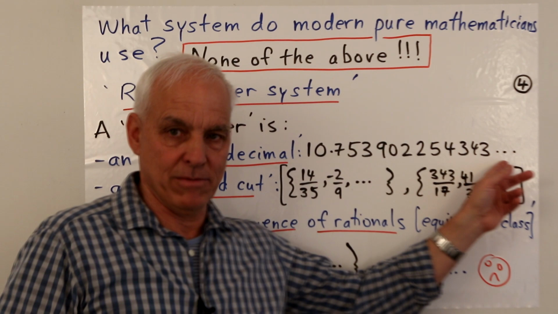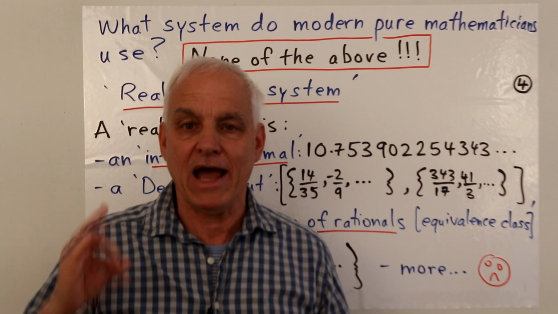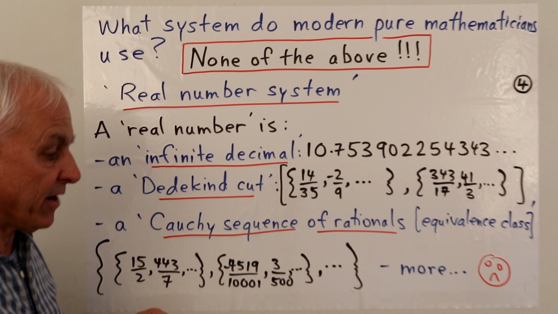But this number system, which is the one that I'm claiming is really a fake arithmetic, has a lot of problematic aspects exactly because of this need to incorporate these infinite aspects. Okay, so what is a real number? Well, that's a very subtle, delicate question.